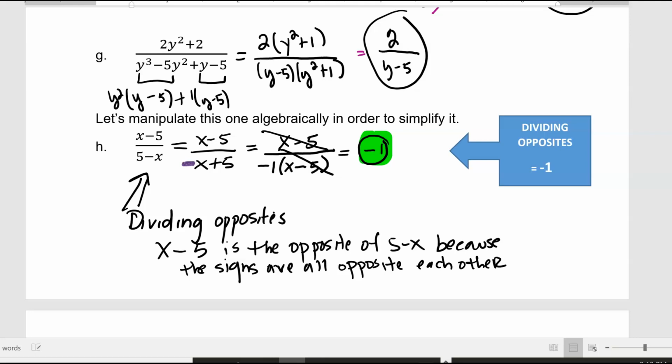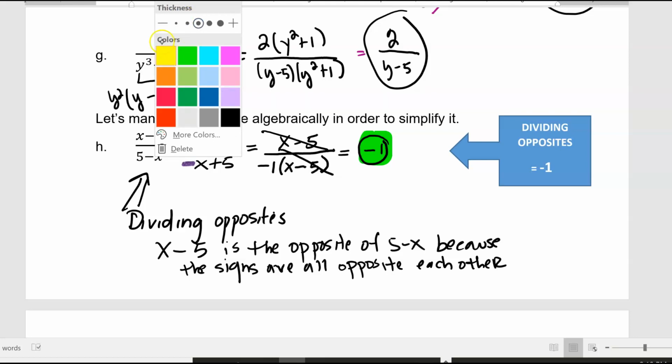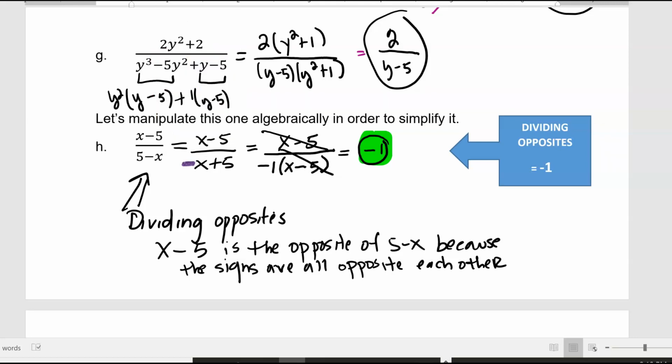What I really mean is the signs. For example, x in the numerator is positive, but x in the denominator is negative, as well as, in addition to, the other term, right? It has to be all the terms. The signs must be different for all the terms. So notice that we have a negative 5 in the numerator, but a positive 5. So when that happens, when you're dividing that type of situation, your answer will always be negative 1.